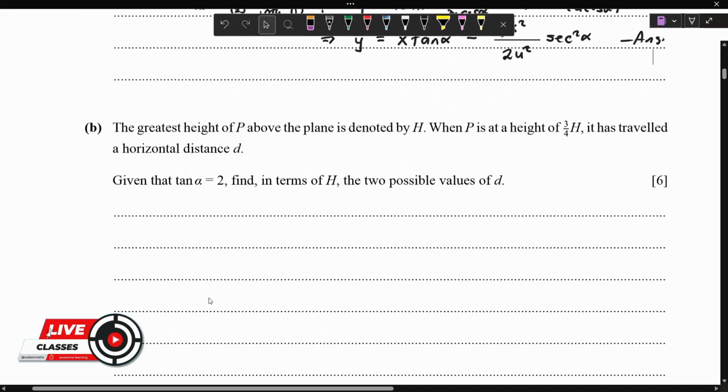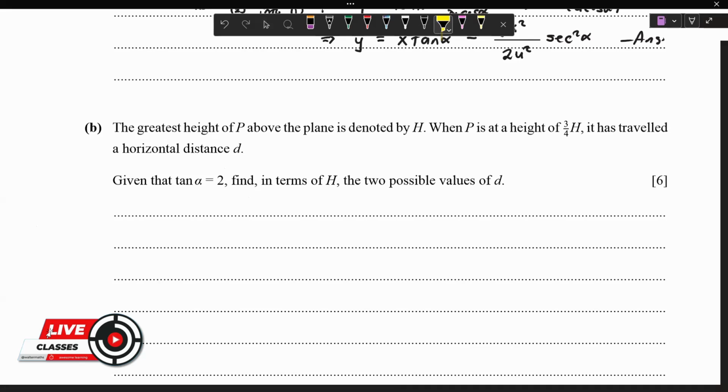Part B says the greatest height of P above the plane is denoted by h. When P is at a height 3/4 of h, it has traveled a horizontal distance d. So they say, given that tan alpha is equal to 2, find in terms of h the two possible values of d. All right. Okay, so there are two things that we need to consider here.